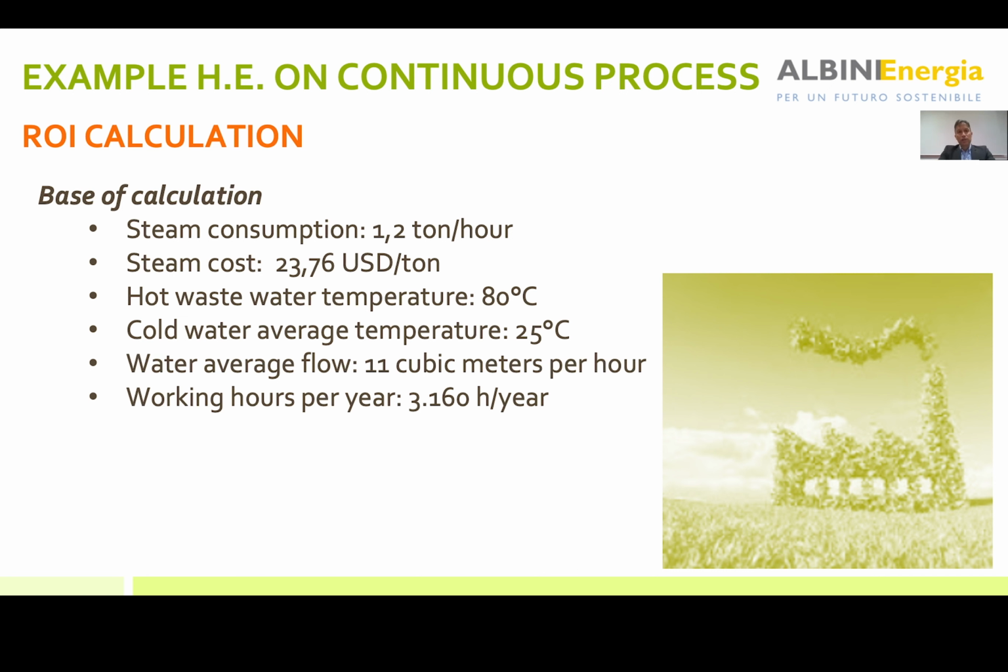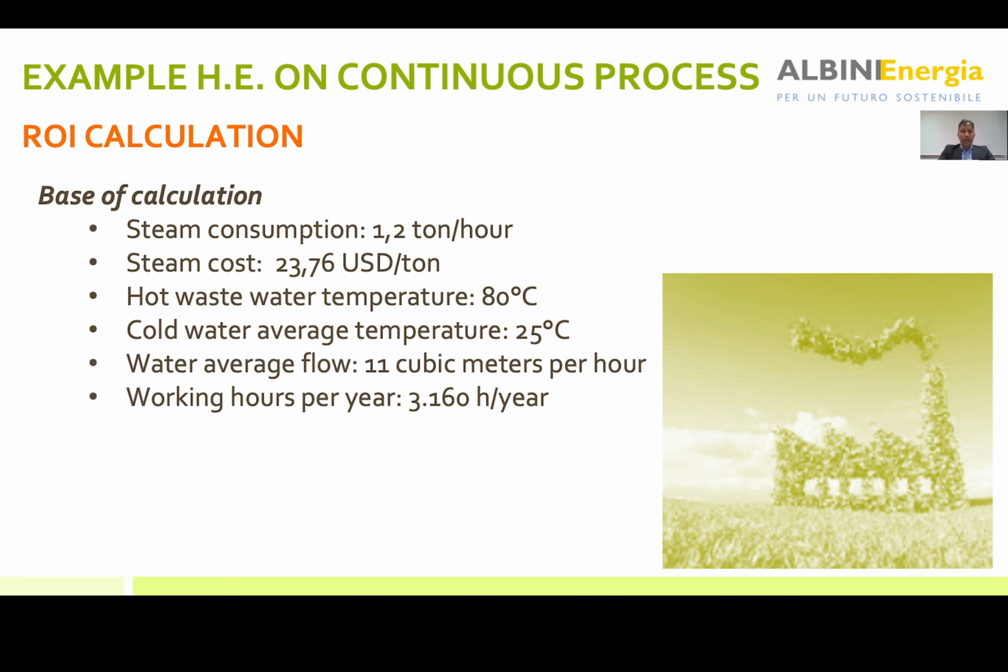The steam consumption before the intervention was around 1.2 tons per hour. The steam cost in the factory was 23.76 US dollars per ton. The hot wastewater temperature was 80 degrees. The cold water average temperature was almost 25. In this case, the flow was much higher than before. It was around 11 hours per day, at 3,160.